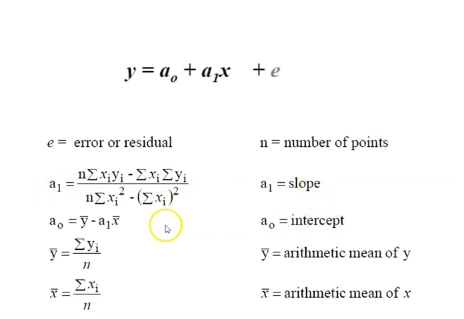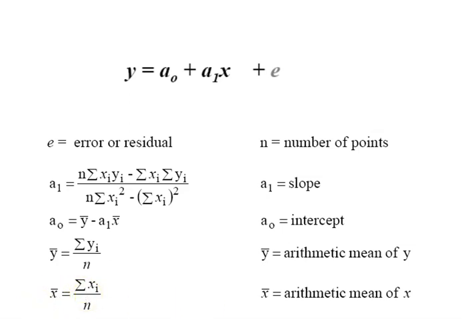And how about the intercept, which is a0? a0 is simply y bar minus a1 times x bar. So what is y bar? Y bar is the arithmetic mean of y. In Malay it's called purata. And a1 is just the slope, and x bar is the mean of x, or purata x. Okay, so this is very simple. And these are the formulas to calculate the mean for y, and the formula to calculate the mean for x.